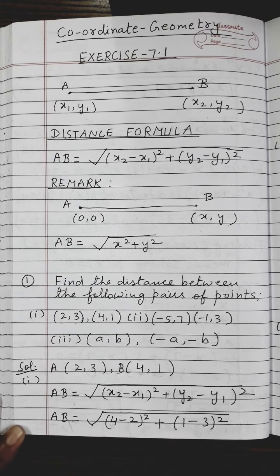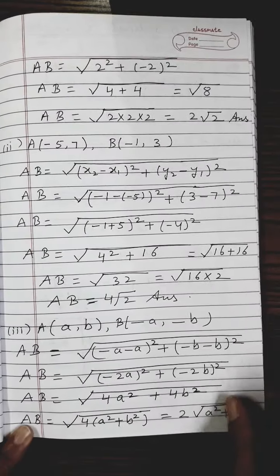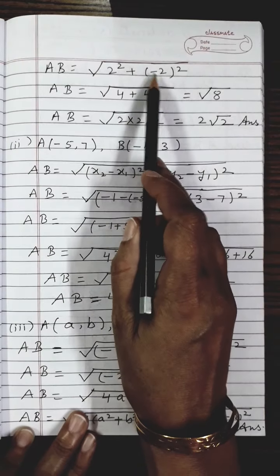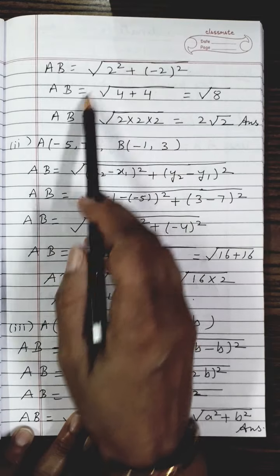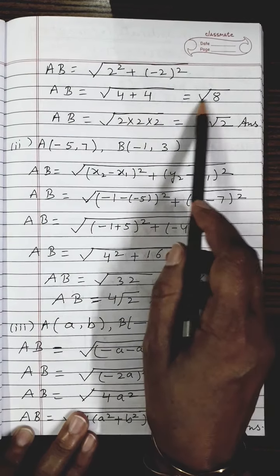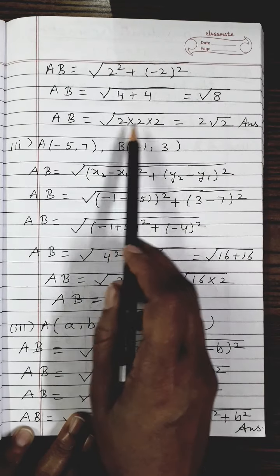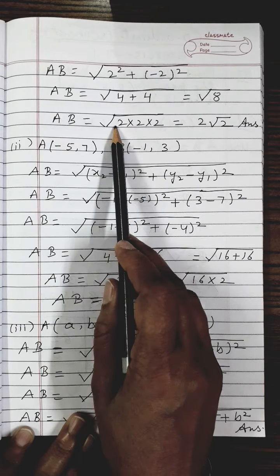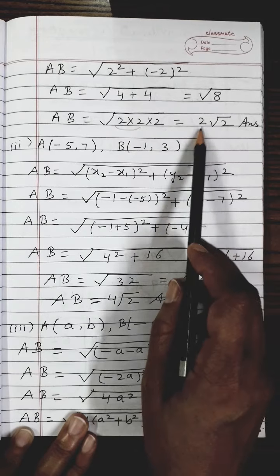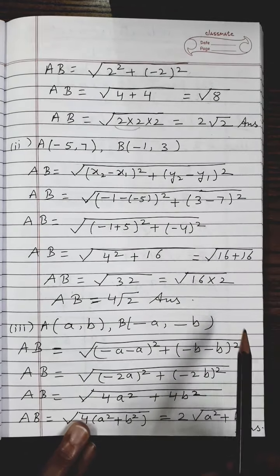Just solve it out. In the next step you will write it like this. AB will be square root of 2 square plus (minus 2) whole square. 2 square means 4, minus 2 square means 4. So 4 plus 4 gives you 8. So this is square root of 8. Now do the factorization: 2 into 2 into 2. So one pair of 2 will come outside the square root. So you will get the answer as 2 root 2. So the distance AB equals 2 root 2. This is your answer for the first part.